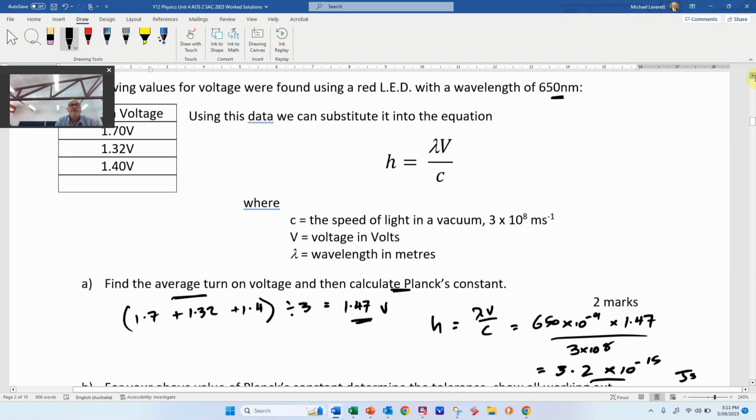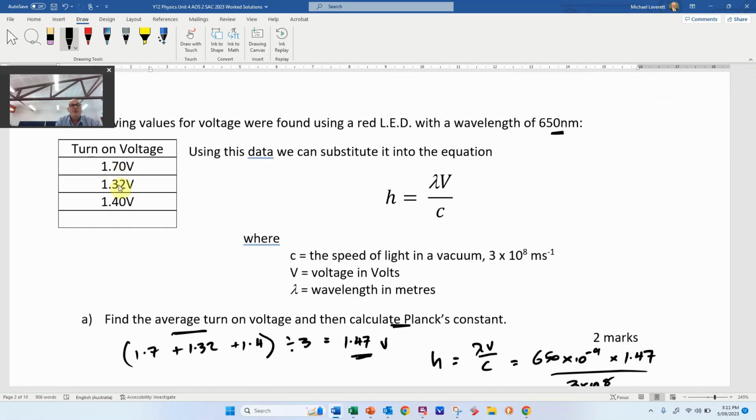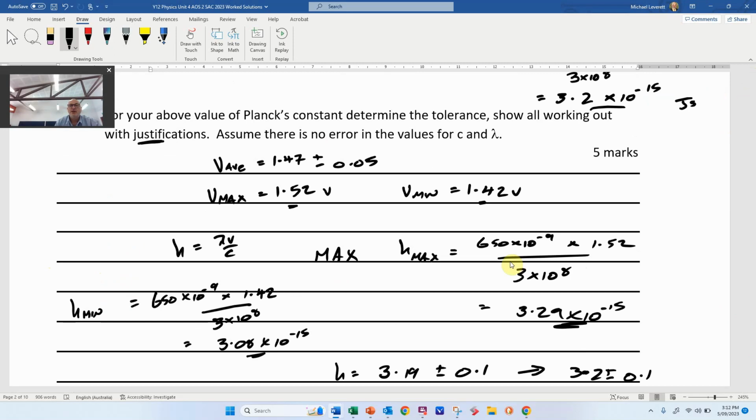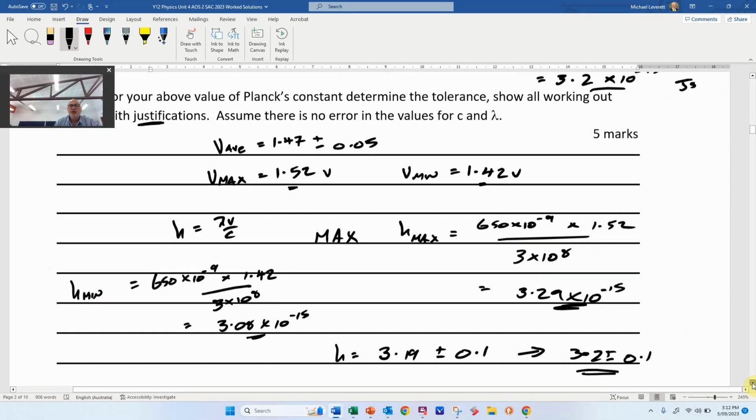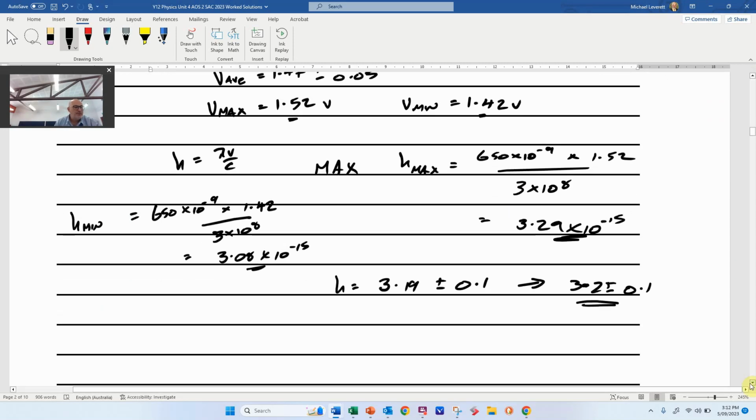Other things that you can look at could have been, when you look at these values, you can look at the range. So the range there is 0.38. So therefore, if that's the range, then you might say, okay, then could be plus or minus 0.19, which is 0.2. Anything along those lines, so long as you're justified and you work out your maximum and minimum values, and then you state it for your Planck's constant in the form of plus or minus. Okay, that's that one.